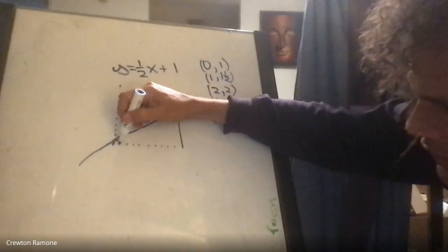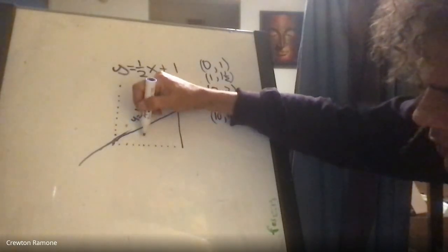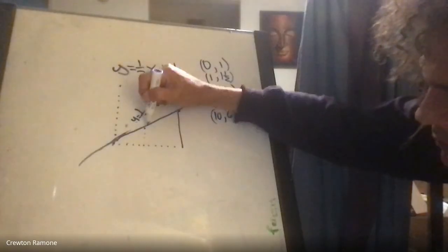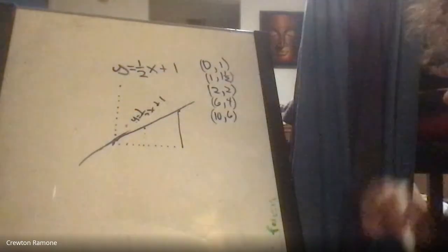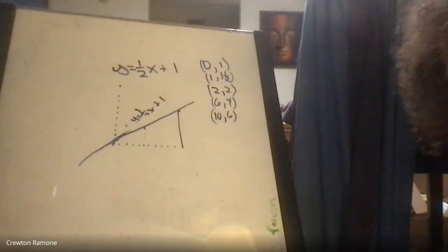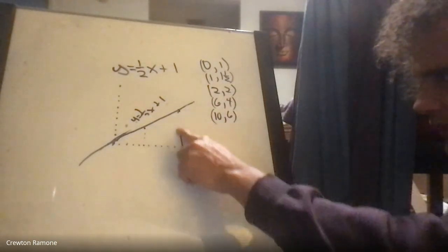Let's look at 6 and 4. 1, 2, 3, 4, 5, 6. And then I should be able to go up 1, 2, 3, 4. And I kind of got it. See, if I had actual graph paper, I'd be hitting it exactly, right? Because each one of these points is supposed to be on this line.